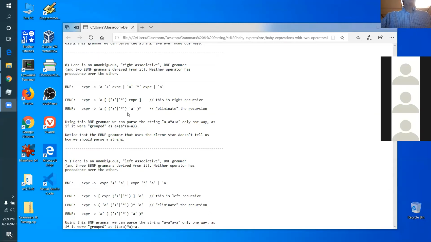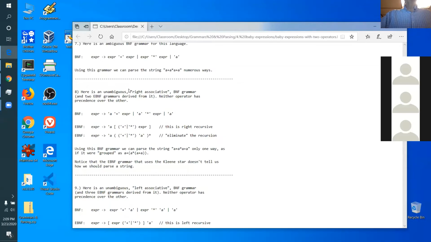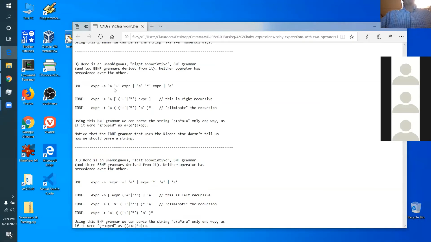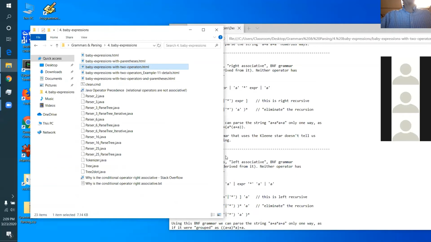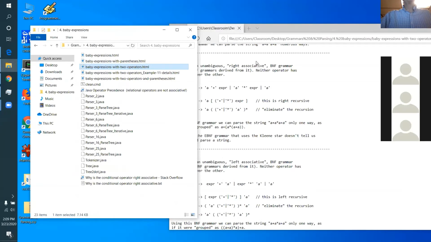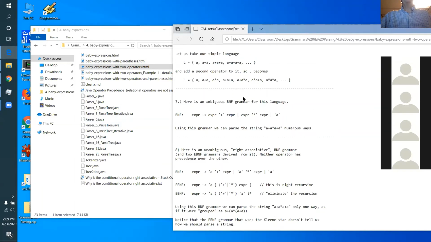Okay, now this isn't very hard to parse. If we look at the parsers over here, there isn't a parser for language 8 because there really isn't. It isn't very hard to modify, say, the parser for language 6 to get language 8.